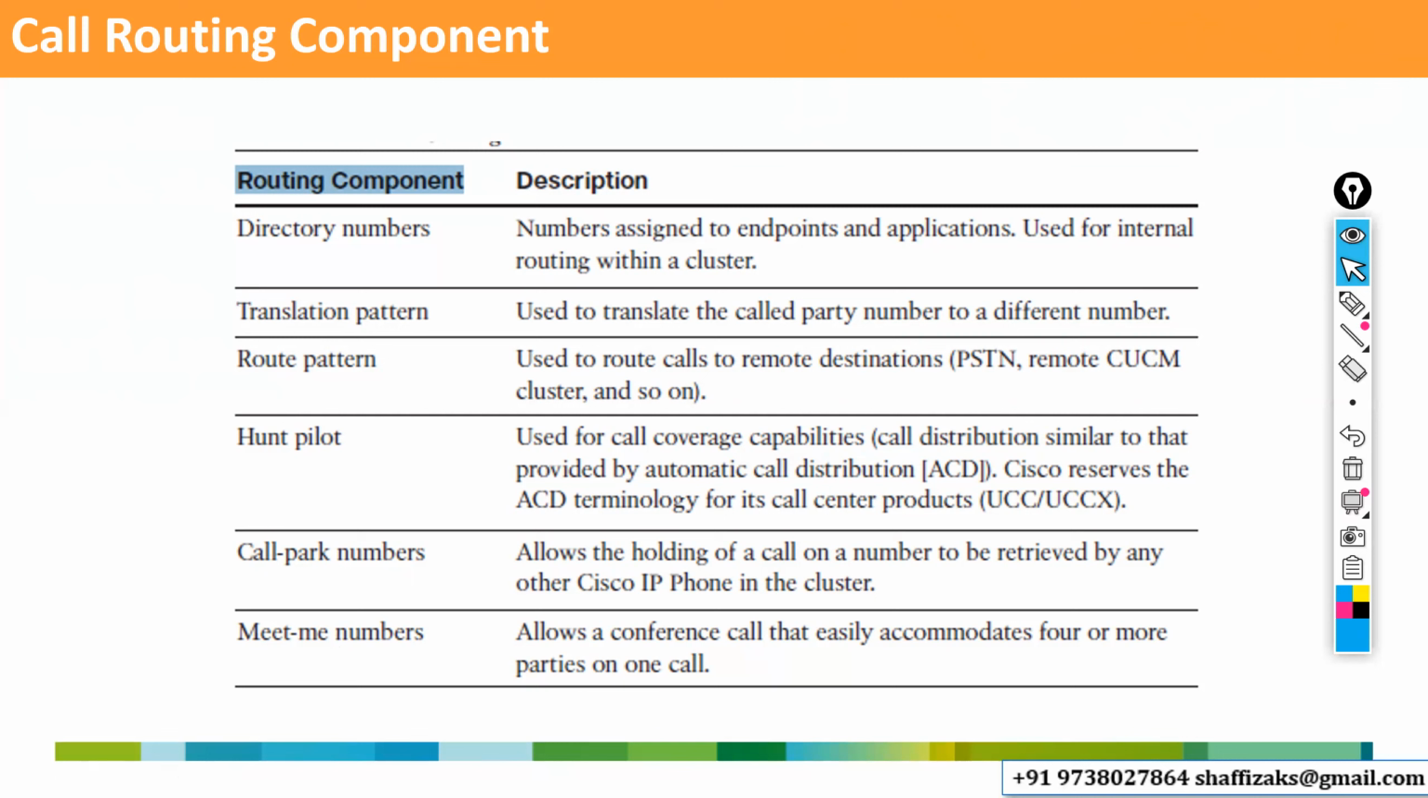In Call Manager, we have different types of numbers. Directory number, translation pattern number, route pattern number, hunt pilot number, call park number, Meet-Me number. Don't worry, we are going to learn about all these things. Hunt pilot we have a separate class. In this class we are going to discuss digit analysis. In the upcoming class, route pattern and translation pattern, we have a separate class, and again call park number and Meet-Me number. These are the features where you can configure them. We will see what the call park number and Meet-Me number are.